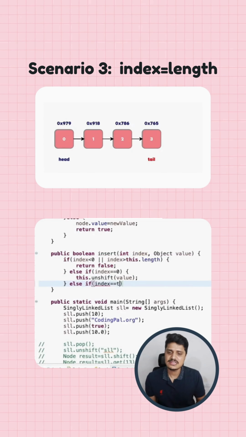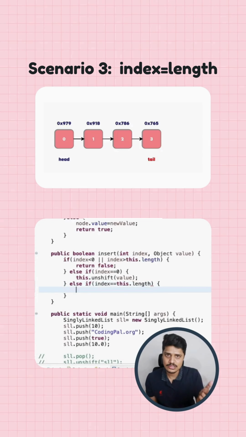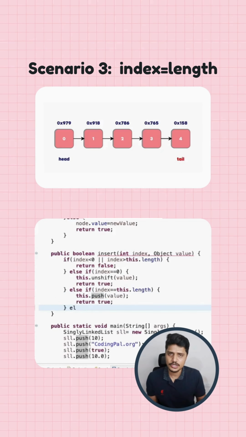If at all the user passes an index which is equal to the length of the linked list, that is nothing but adding a new value after the last node, right? That is nothing but a push operation which we have already implemented. So we will simply call the push function here and we will simply return true.